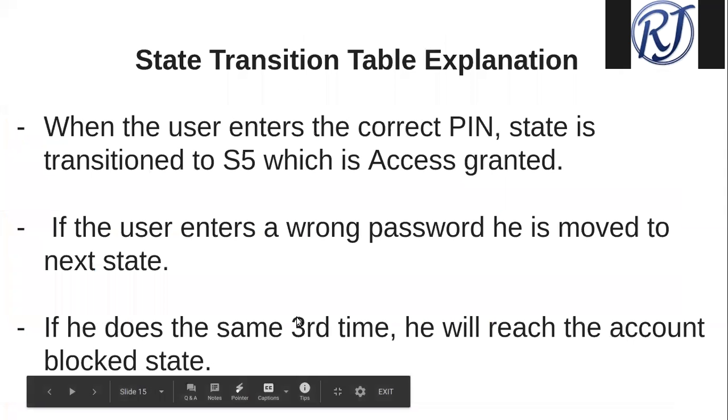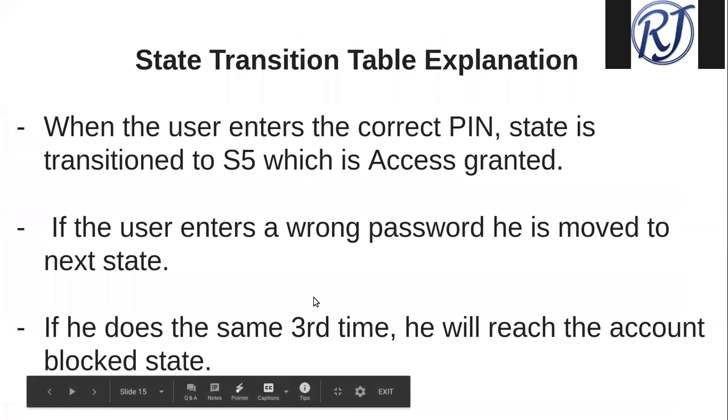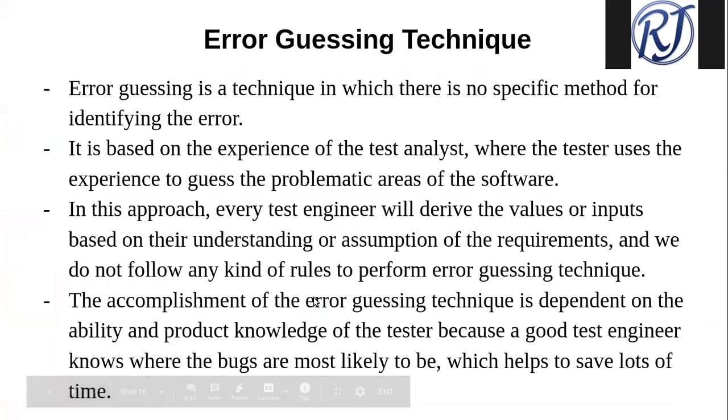I hope you understand this, so you can practice this with any other example. So this is the explanation of the state transition table which I explained to you. Next is the error guessing technique. This is the last technique.